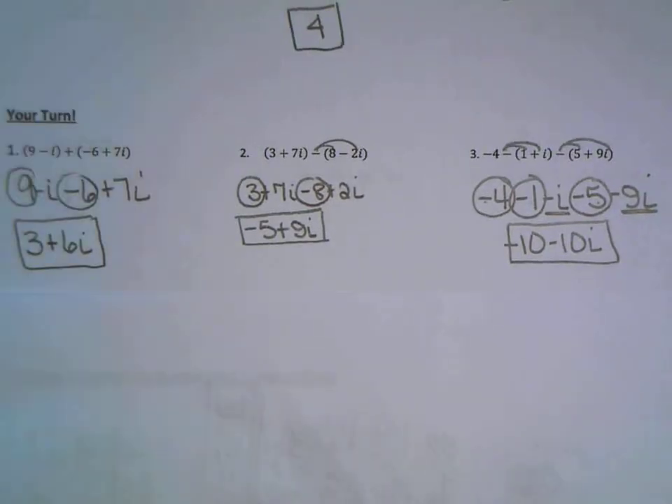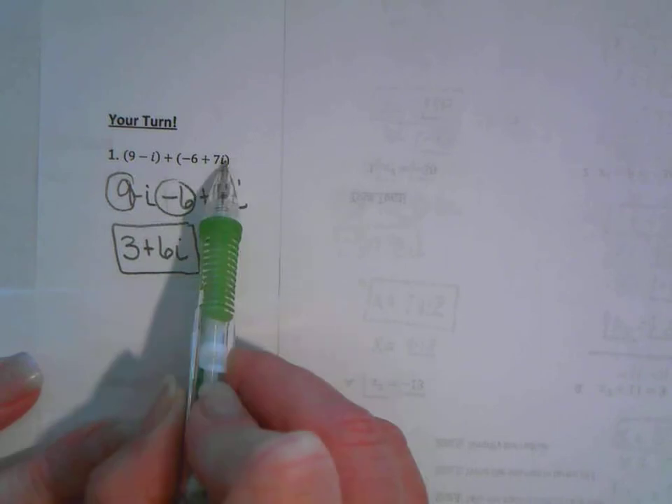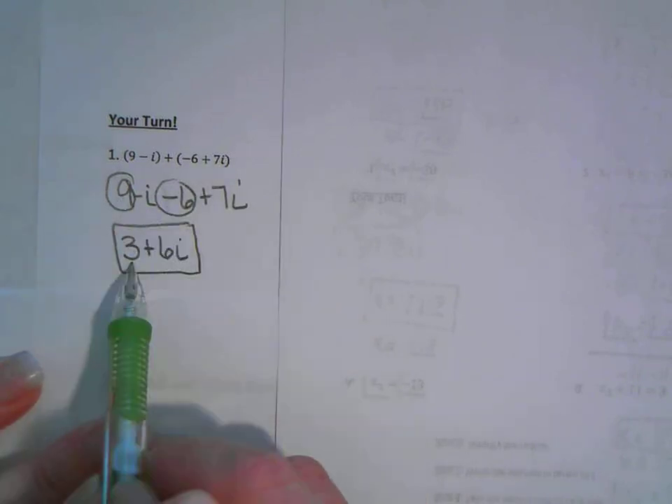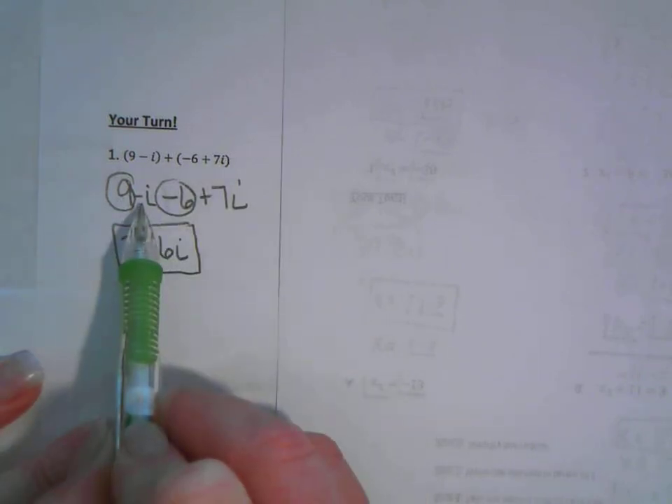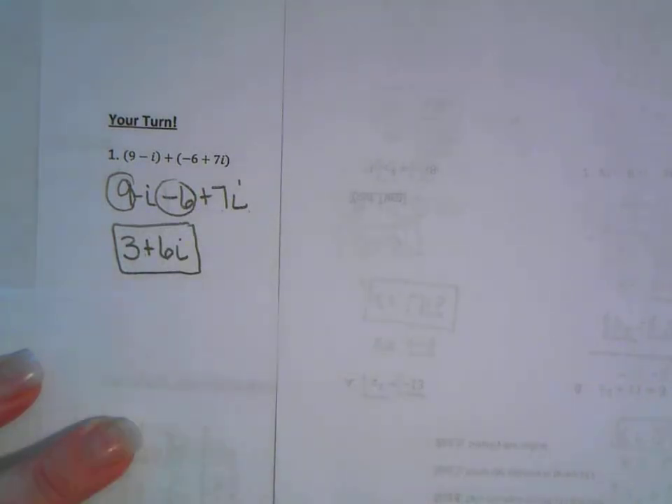All right, I'm going to kind of cheat a little bit on this, and I'm actually going to put the answers up to start with just so you can see them. So for the first one, it was just a simple addition problem. So you really didn't need the parentheses, so you would do 9 minus 6, which would have given you 3. And then negative i plus 7i is positive 6i, and that's your final answer.